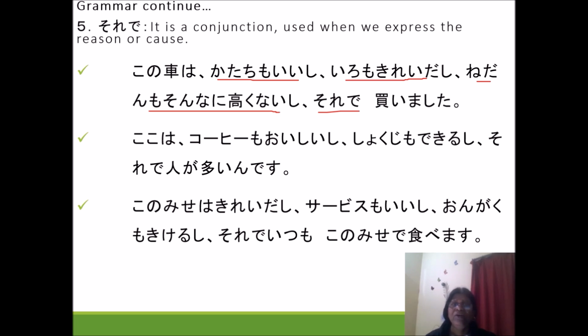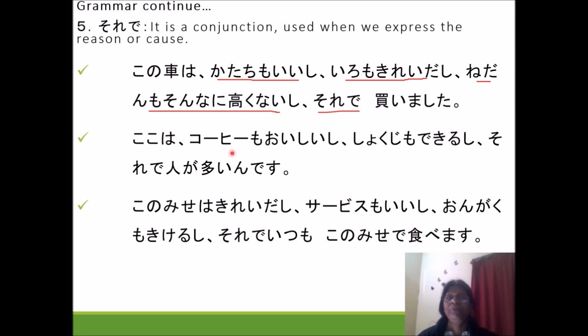Here, suppose someone is asking why you bought this car. Because katachi mo ii shi, the shape is good, the design is good, you can say. Iro mo kirei da shi, the color is also nice, beautiful. Nedan mo sonna ni takaku nai, the price is not that high. That is the reason. That's why I purchased this one. Come to the next sentence.